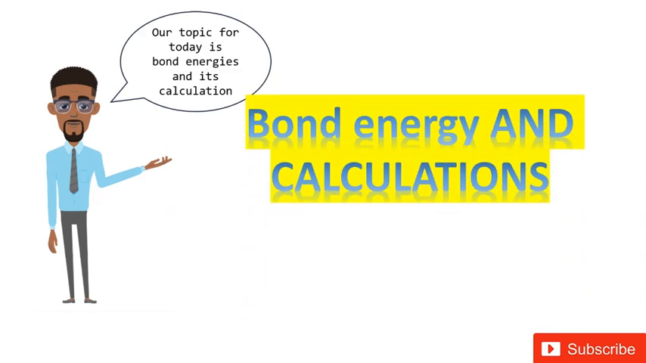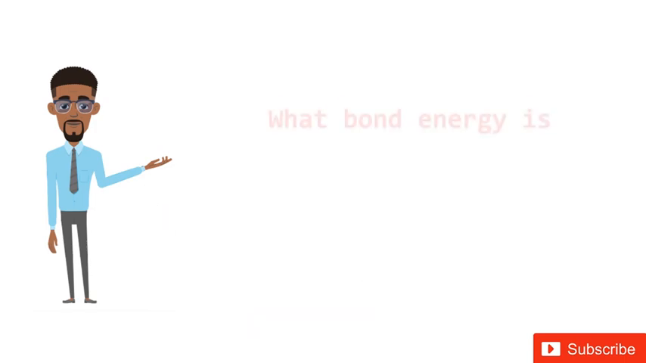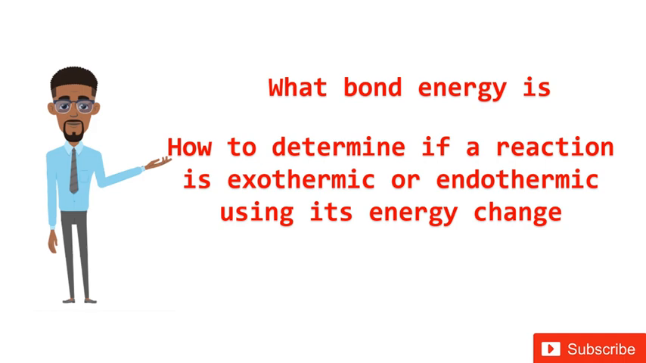Our topic for today is bond energies and its calculation. Let's see our learning objectives. At the end of this lesson, we will learn: 1. What bond energy is. 2. How to determine if a reaction is exothermic or endothermic using its energy change.